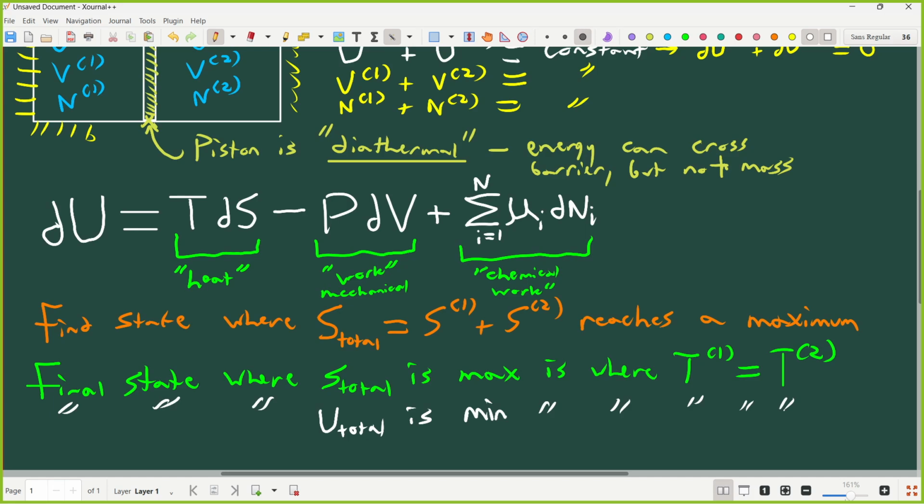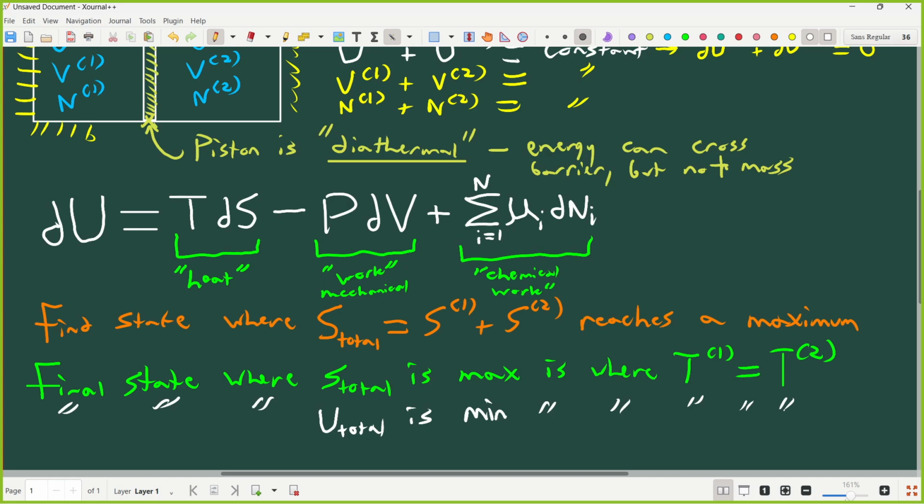Any thermodynamic state, which is a state where the box or your chemical system can be adequately described by these three parameters, U, V, and N, or V, N, and S, whatever parameters you choose, and they have no time dependence. It only depends on the variables. And that always is satisfied when you're in a position where the total entropy is maximum and the total energy is minimum.